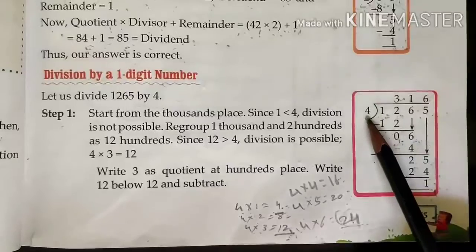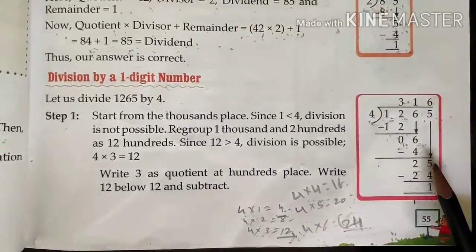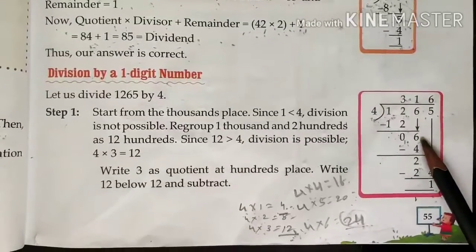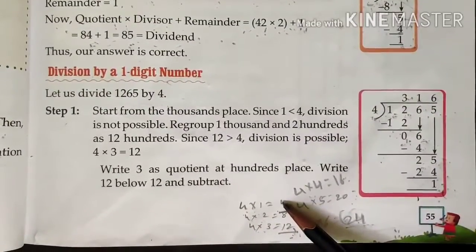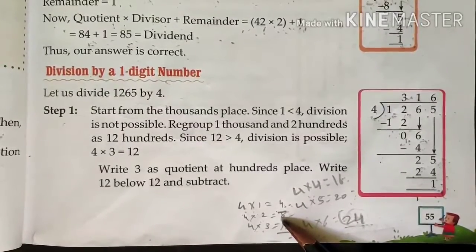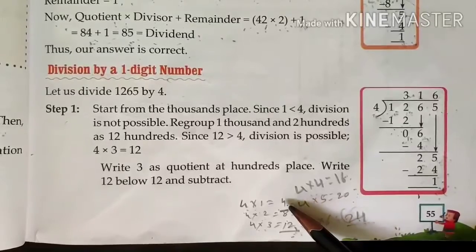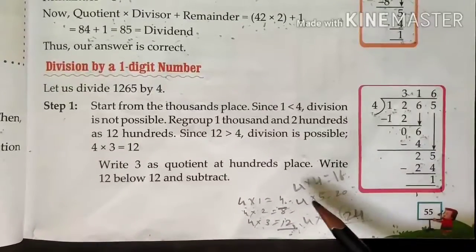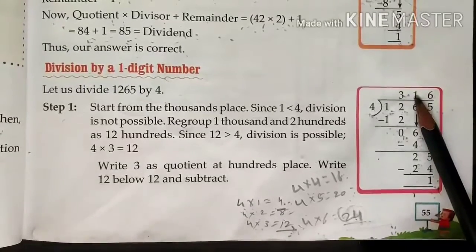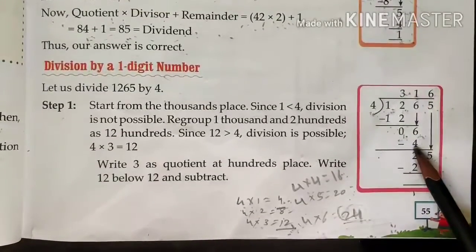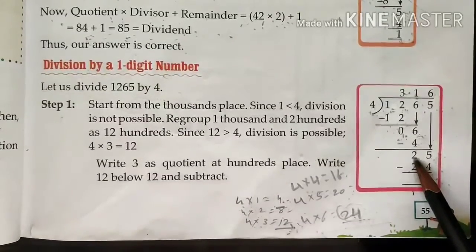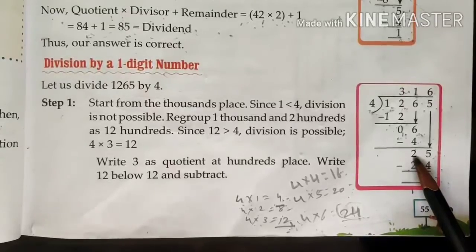6 is greater than our divisor and division is possible. Then let us see how many 4s are there in 6. 4 1s are 4 and 4 2s are 8, but our number is 6. So we should take the smaller number. Then how many 4s are there in 6? 1 four. Then write 1 as the quotient, write 4 below 6 and subtract it. And we get 2. 2 is smaller than our divisor, so division is not possible.